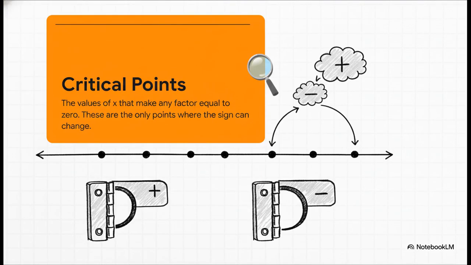Now, let's talk about this idea of a critical point. What is it? It's any value of x that makes one of those little parentheses chunks equal to 0. And why are they so important? Well, because these are the only places where the whole expression can flip its sign from positive to negative or back again. They're basically the hinges for the entire problem.